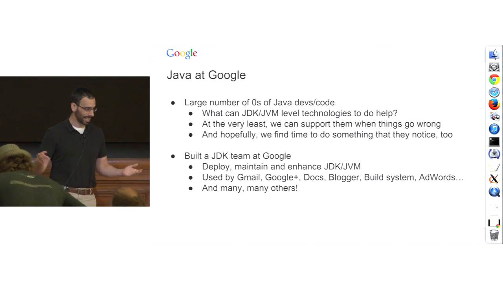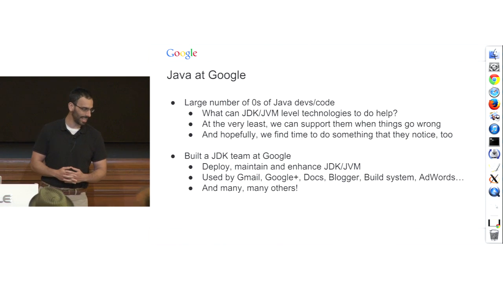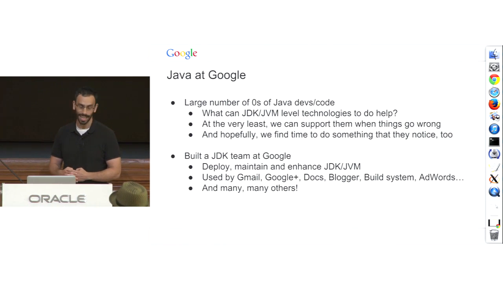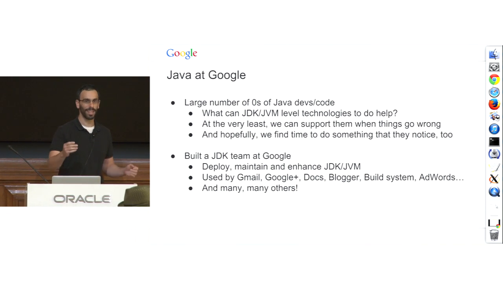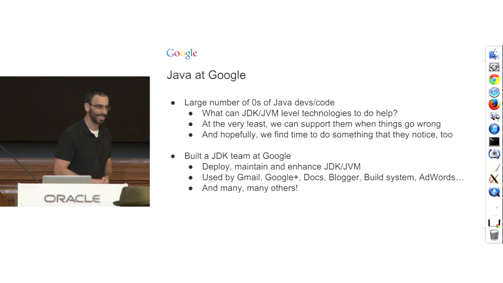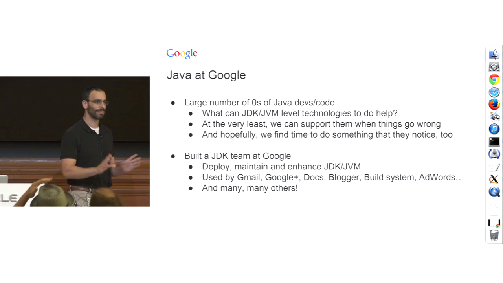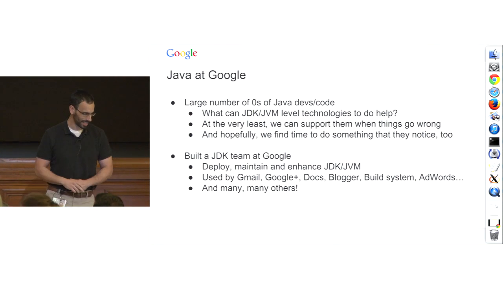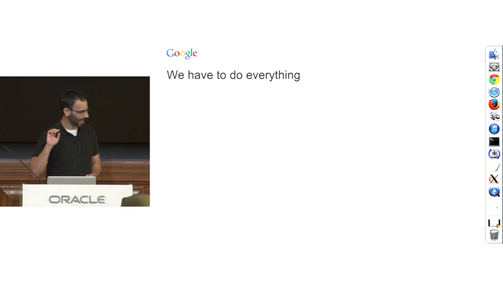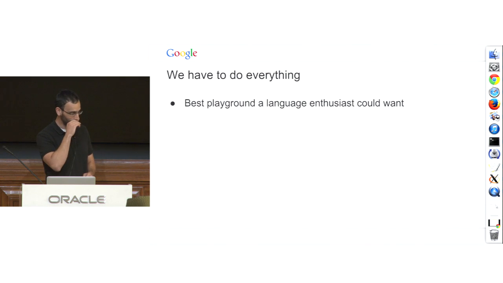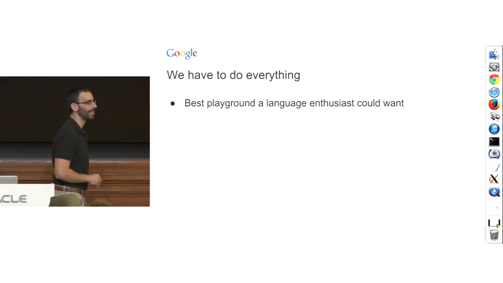So we built a JDK team. We deploy the JDK, we maintain the JDK, we enhance the JDK. It's used by all sorts of different parts of Google. It's used by Gmail, Google Plus, Docs and Blogger, our build system uses it, and AdWords uses it. Some people I'm not even allowed to tell you use it. So that kind of puts the onus on us a bit, which is great because it's working in this sort of environment.